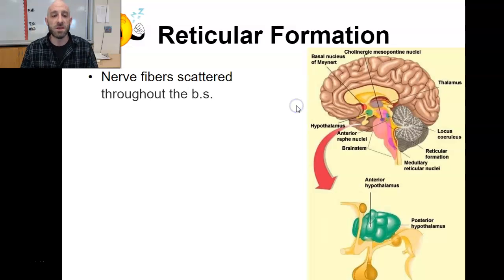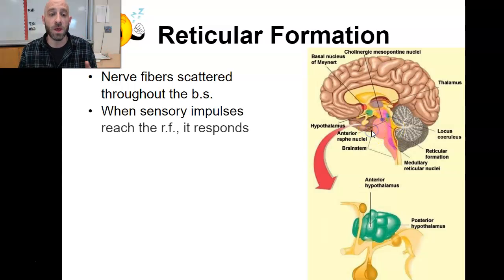Okay, so what is it? First of all, where is it? It's not in a distinct area. The reticular formation is scattered throughout the entire brainstem. If you look at this diagram here, the reticular formation is this pink area. There are just neurons that are scattered through this area. So you're going to find them in the midbrain, the pons, and the medulla. So it's not a distinct region.